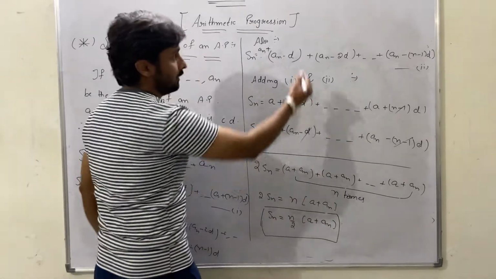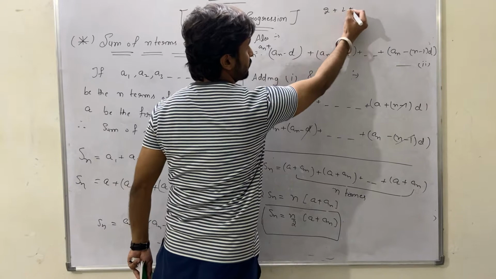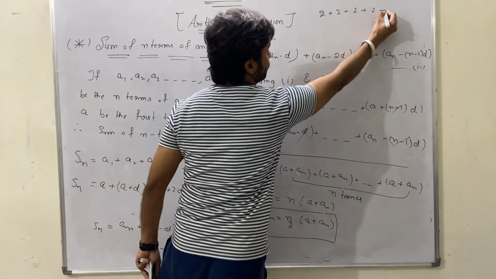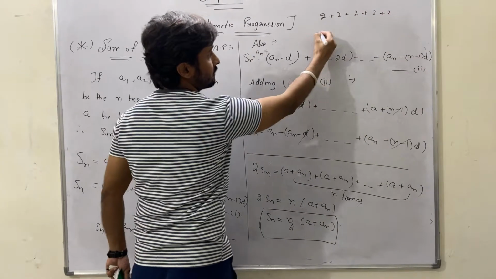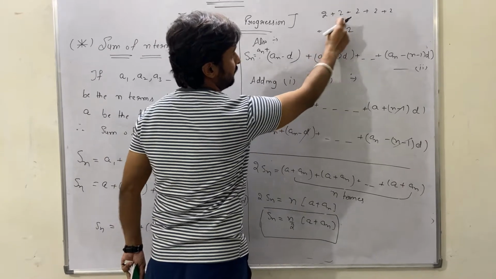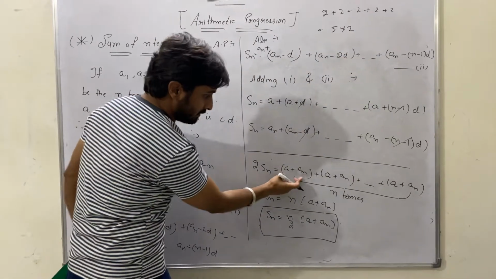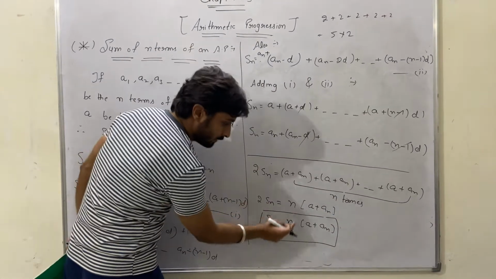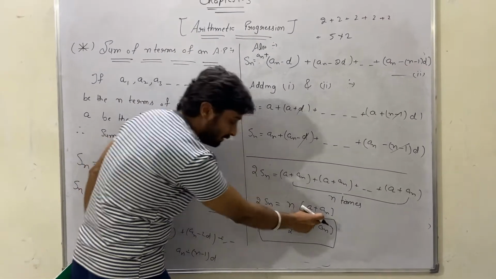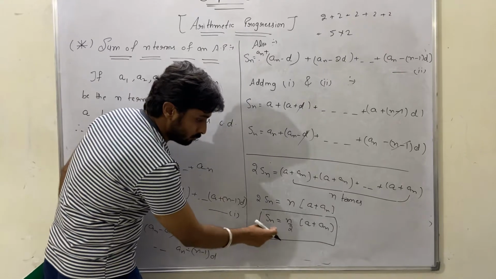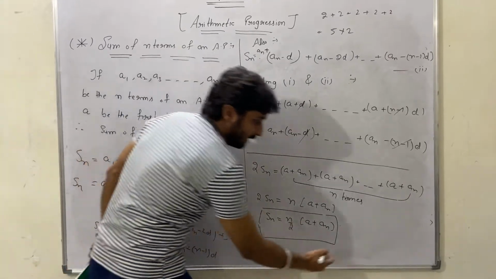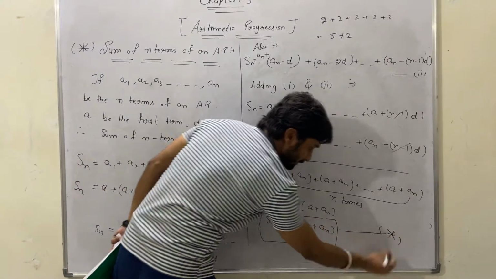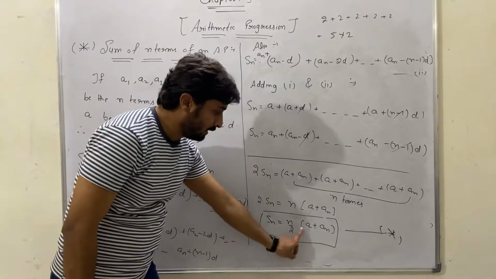For example, if I write 2 plus 2 plus 2 plus 2 plus 2, these are 5 times. I can write it as 5 into 2. So this is (a plus an) n times, and I can write it as n times (a plus an). The 2 will be divided. This will be Sn equals n by 2 (a plus an). So we have this result: Sn equals n by 2 (a plus an).